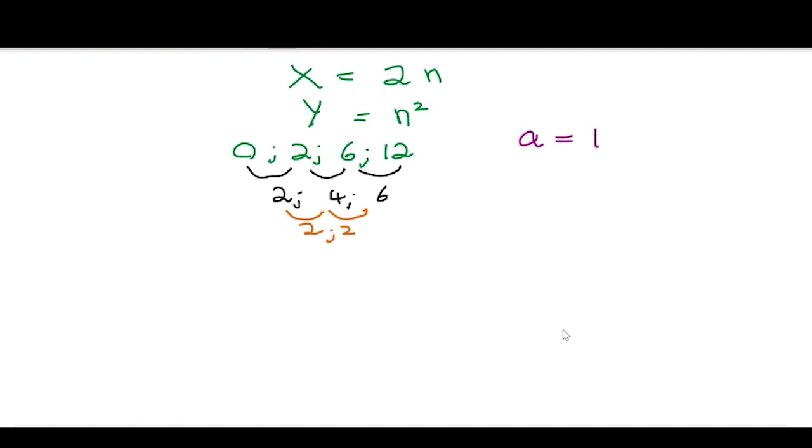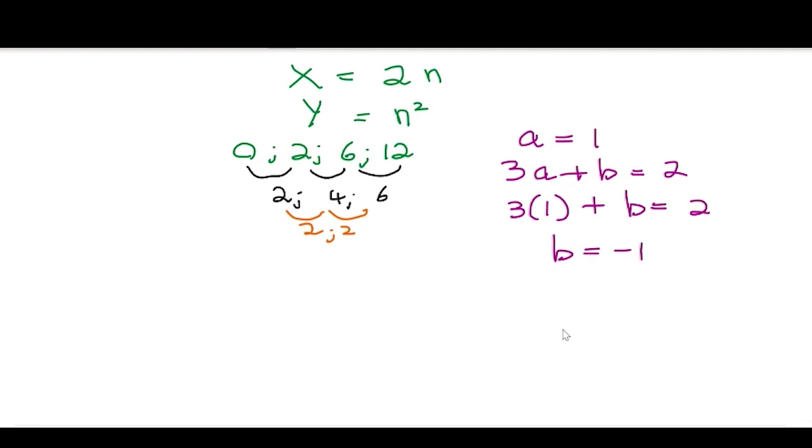We then know that 3 lots of A plus B is going to equal our first term of our first differences. It's going to equal 2. So we've in fact got that 3 lots of 1 plus B is 2. So in fact B is minus 1.